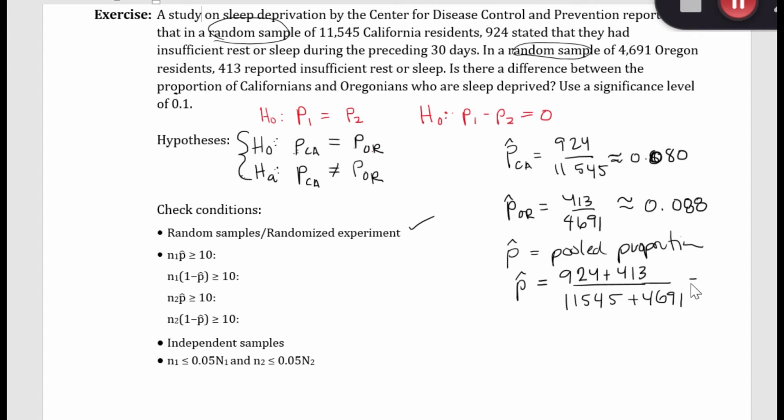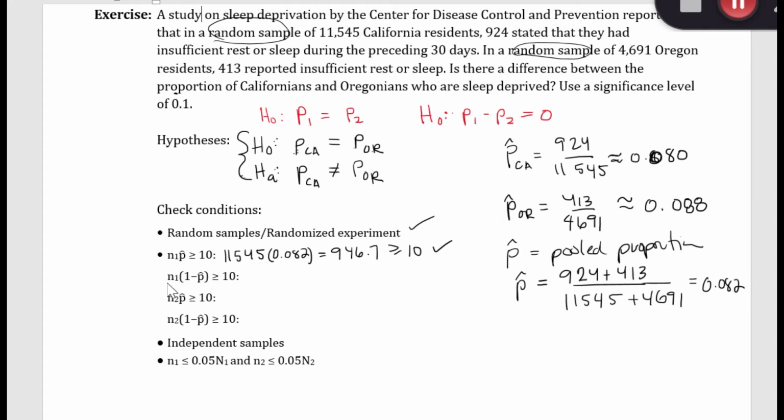If you go through and do that, you get 0.082. My n1, remember, my sample 1 was my Californian sample, so I'm going to have 11,545, and I'm going to multiply that by p hat, my pooled proportion of 0.082, and that equals 946.7, which is greater than or equal to 10, so that's satisfied.